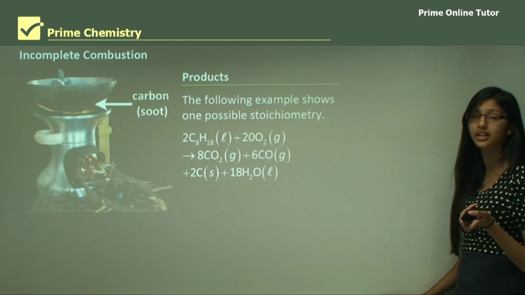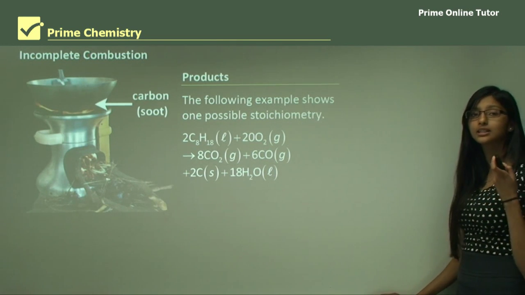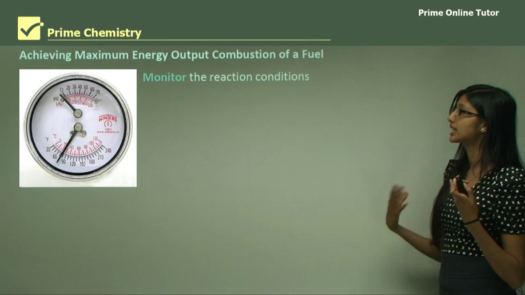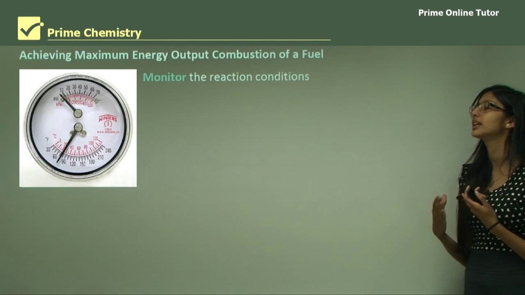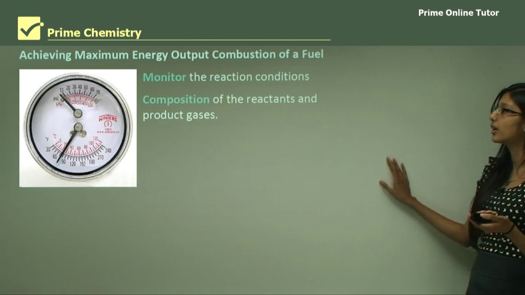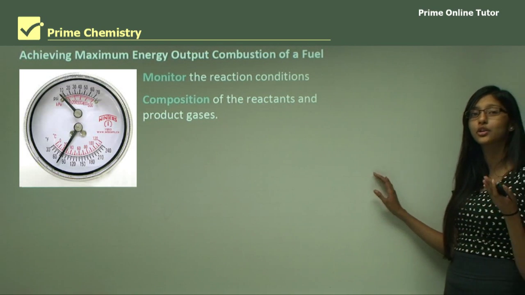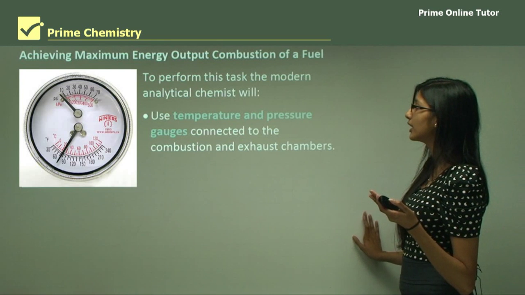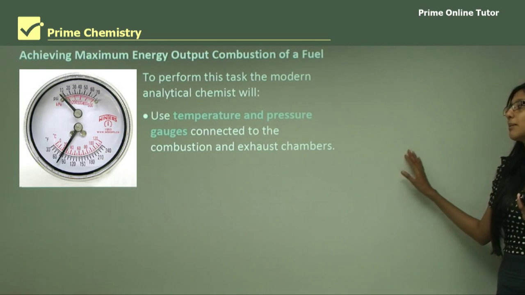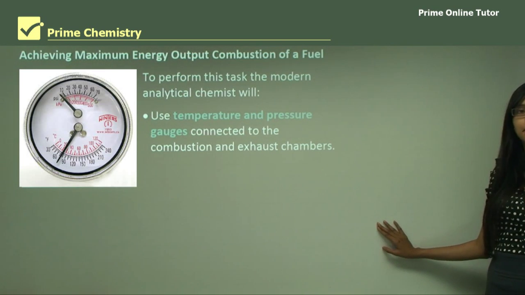So we need to monitor our chemical reaction to ensure that the product formed is what we want and in the right amount. To achieve maximum energy output in the combustion of fuel, the conditions that we need to monitor are the composition of the reactant and the product gases to ensure that there are no impurities. Also, to monitor this, we need to use temperature and pressure gauges that are connected to combustion and exhaust chambers.